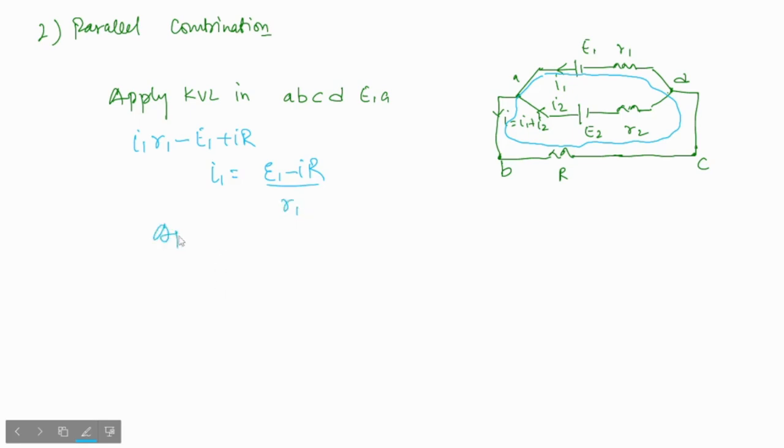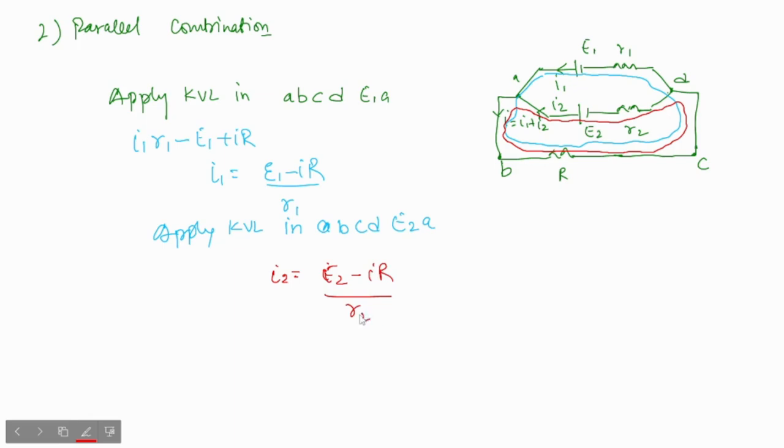Now applying KVL in A, B, C, D, E2 and A in this loop. I hope you understood this. On applying KVL in this loop, you will get I2 as E2 minus I into R upon r2, because the equation will be somewhat like this: I2 r2 minus E2 plus I into R equals 0.